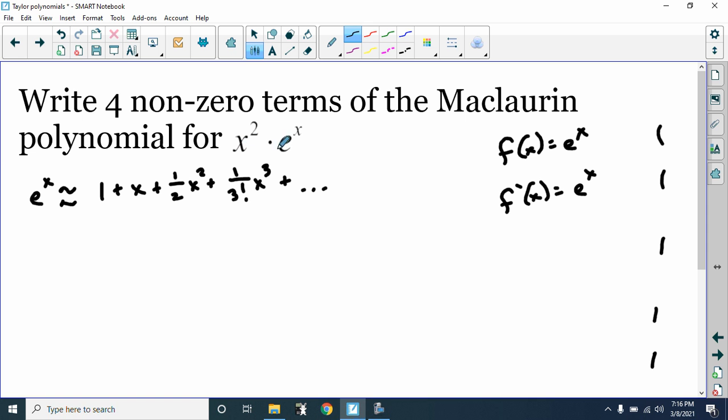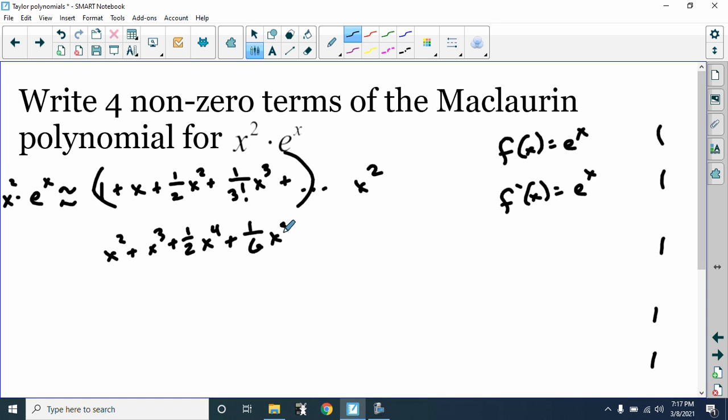If we're just going to do x squared times e to the x, you can take the Taylor polynomial for e to the x and just multiply it by x squared. So I'm multiplying this whole thing by x squared. So we would just get x squared plus x cubed plus 1/2 x to the 4th plus 1 over 3 factorial x to the 5th. Which is significantly easier than having to use the product rule a whole bunch of times there.